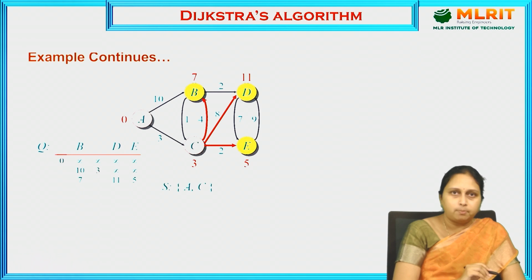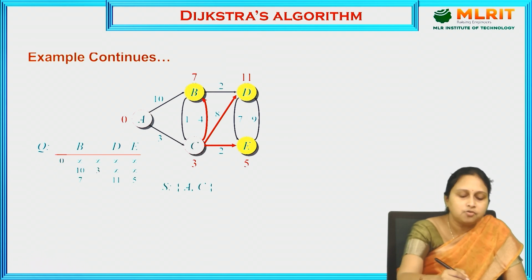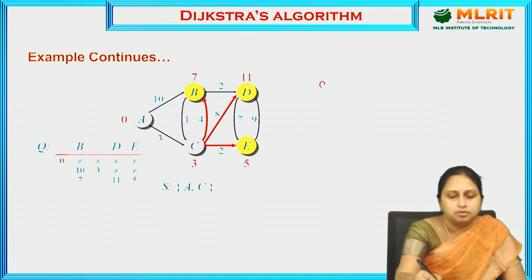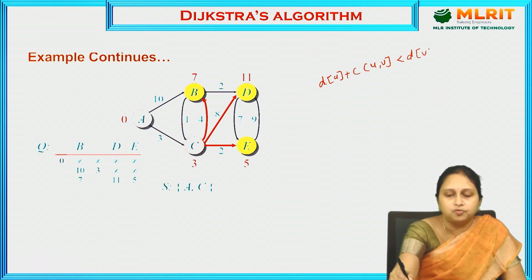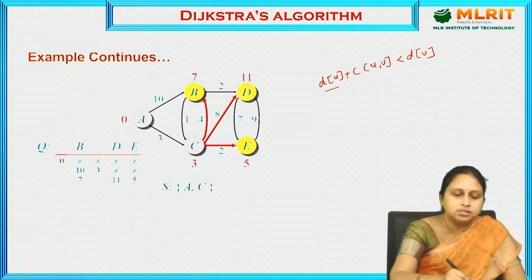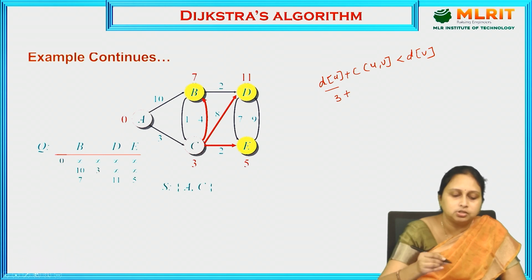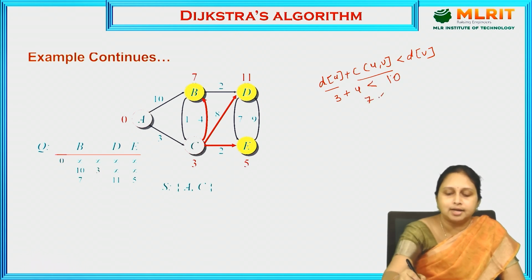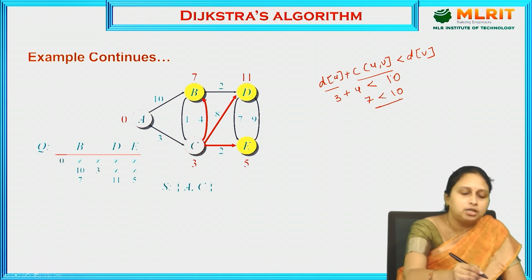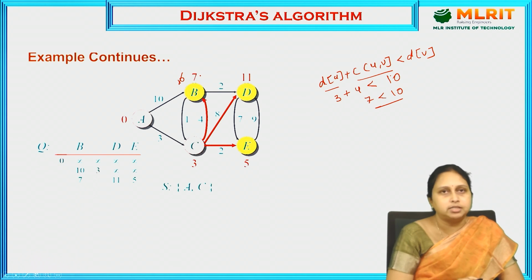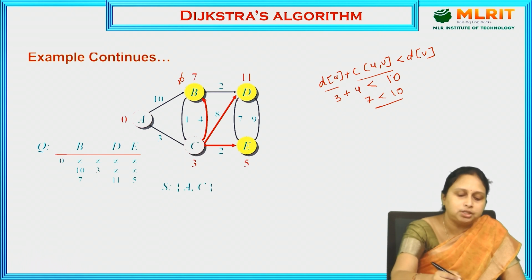Again, use the relaxation method to find the weights of each vertex. Now from C to B, you know the formula: D of U plus C of U comma V is less than D of V, right? First D of U, from C to B I am going to check. D of U is 3 plus C of U comma V. C to B, its cost is 4, less than D of V, whose actual value is 10. Now 7 is less than 10, so we need to replace here. Previously we had 10. This has to be replaced with 7, the minimum value. Okay, done.